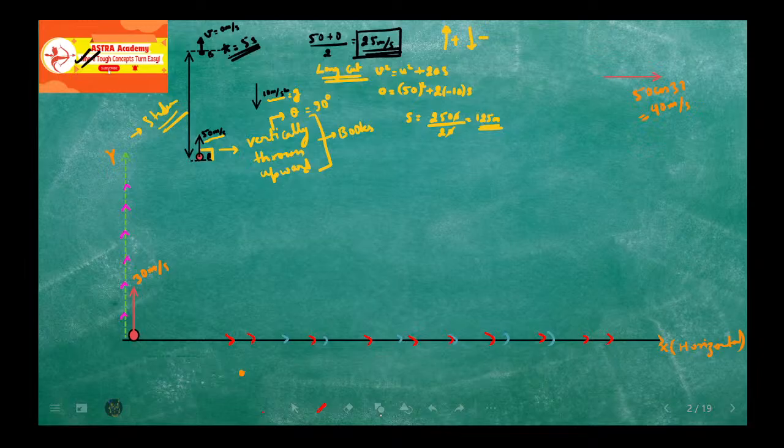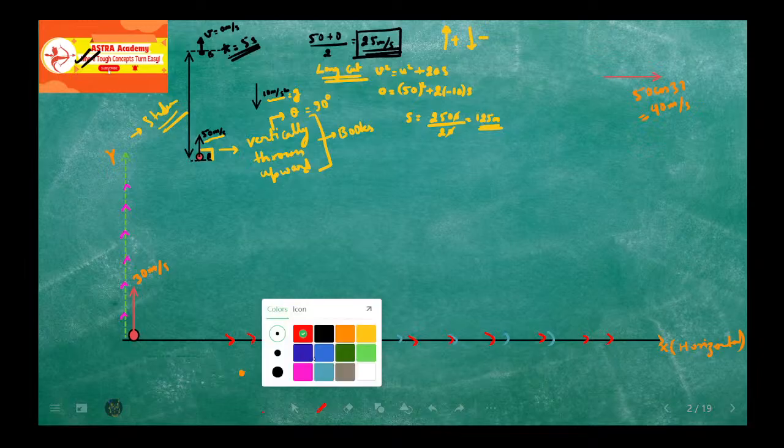You can see carefully, my dear students, that the acceleration due to gravity is in the downward direction, that is 10 meter per second square. So each second the velocity should decrease by 10 meter per second. If the velocity decreases by 10 meter per second each second, then how much time would it take to reach the maximum height?